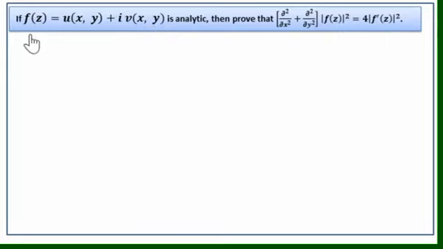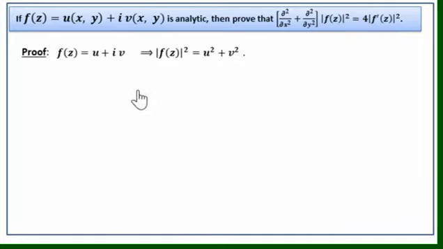So what is the modulus of f(z), where f(z) is u + iv? The modulus of f(z) is the root of real part squared plus imaginary part squared, that is, root of u² + v². So |f(z)|² will be u² + v². So f(z) is u + iv, and |f(z)|² is u² + v².